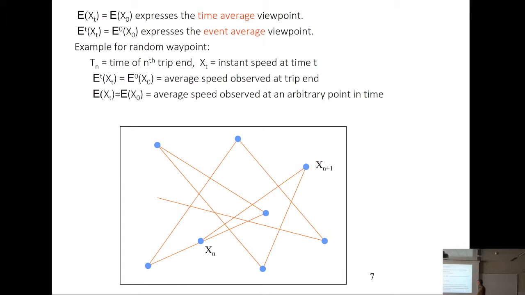So first, that's a very important thing. The take-home thing to remember: the Palm expectation of something is the average of that something sampled at an arbitrary event, which is the interpretation we gave last week. We looked at the size of something sampled according to some specific method. Here we sample at an arbitrary time of trip end, so an arbitrary index n here. So here is our random waypoint here. Remember, you go from one to the next.